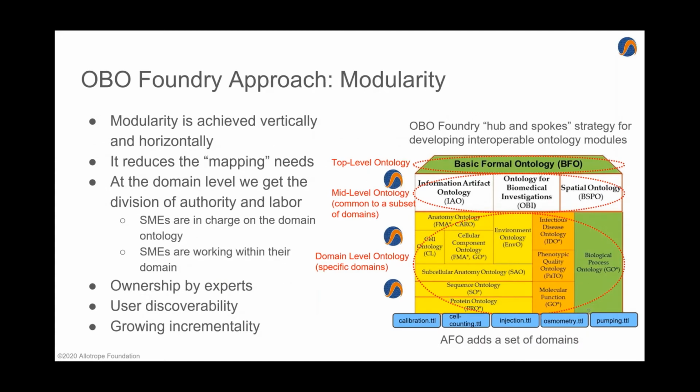So here we see the modularity that is achieved both vertically and horizontally by the Foundry. It reduces the need for mapping, and horizontally we are getting top level ontology as the BFO, the mid-level ontology with commons to many subsets of domain level ontologies, such as the IAO, the Information Artifact Ontology, and we have domain level ontologies such as the sequence ontology, cell ontology, and AFO adds a set of domains such as calibration, injection, pumping, and so on.